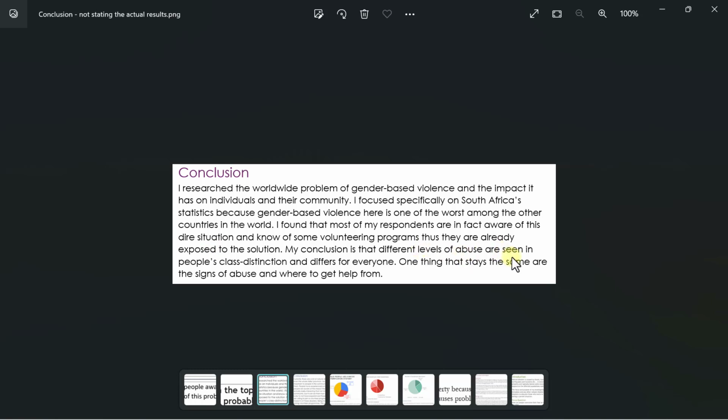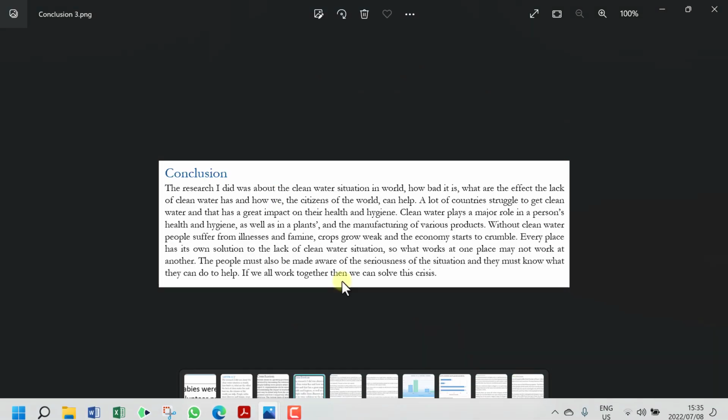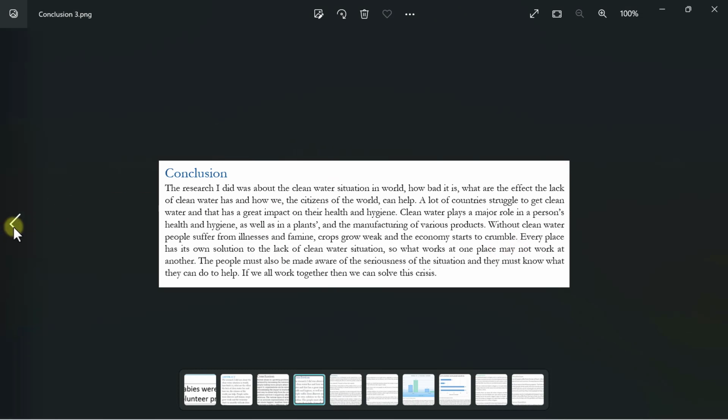And they just basically say there are different kinds of abuse depending on class distinction, and it differs for everyone. And the signs of abuse are the same and where to get help from, but they don't actually say where to get help from or what the signs are. So this conclusion doesn't actually teach me anything. It just talks about what they found, but it doesn't state any of the actual findings.